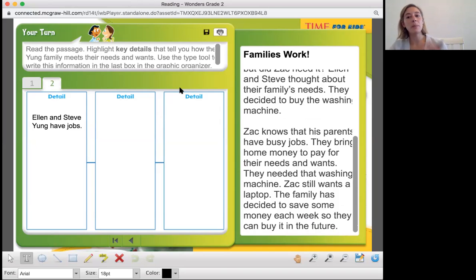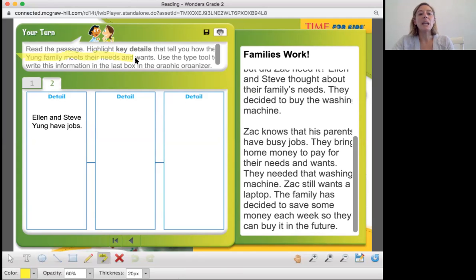Okay, so this one might be a little bit longer for you to find. It might take a little bit more reading, but you guys are going to do this one on your own. So you're going to find how the Young family meets their needs and wants. So that means, how do they get what they need and how are they getting what they want? Okay, what did the text say about that? Pause the video and do that now and write it under your third key detail. Go ahead.